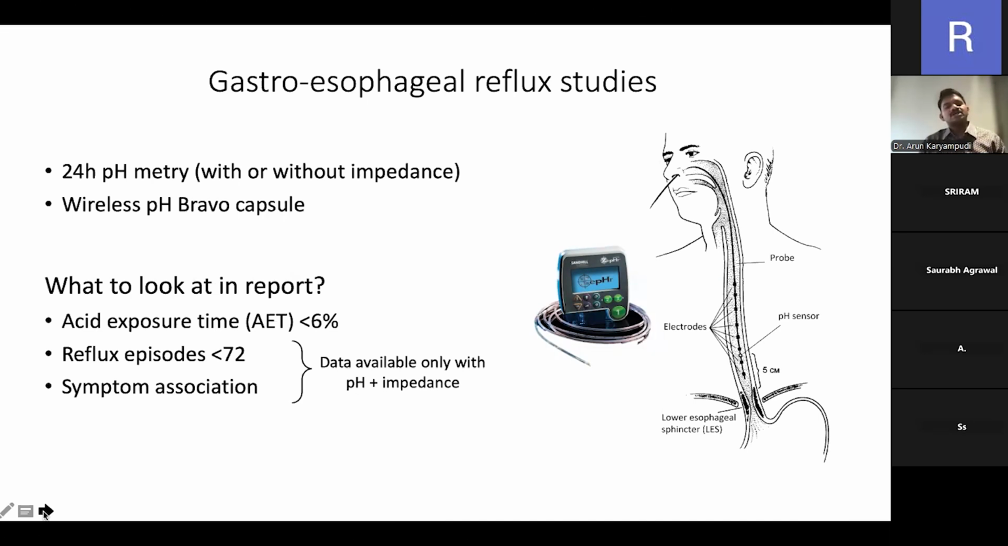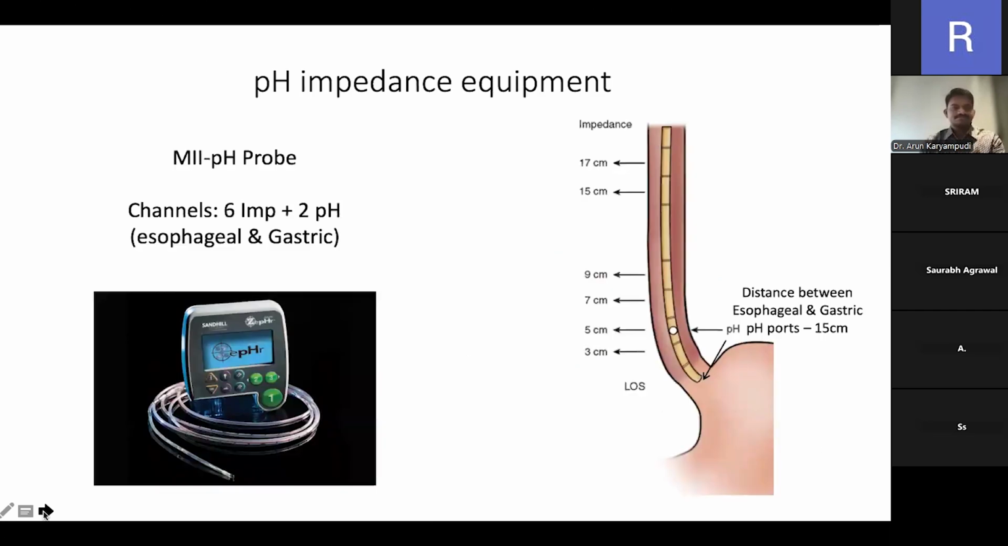Once you have the values of acid exposure time and the number of reflux episodes, the third thing you see is the reflux symptom association, that is, whether a particular reflux episode is associated with a particular symptom or not. Again, I'm repeating: the total number of reflux episodes and the reflux symptom association would be available only when you combine pH with impedance.